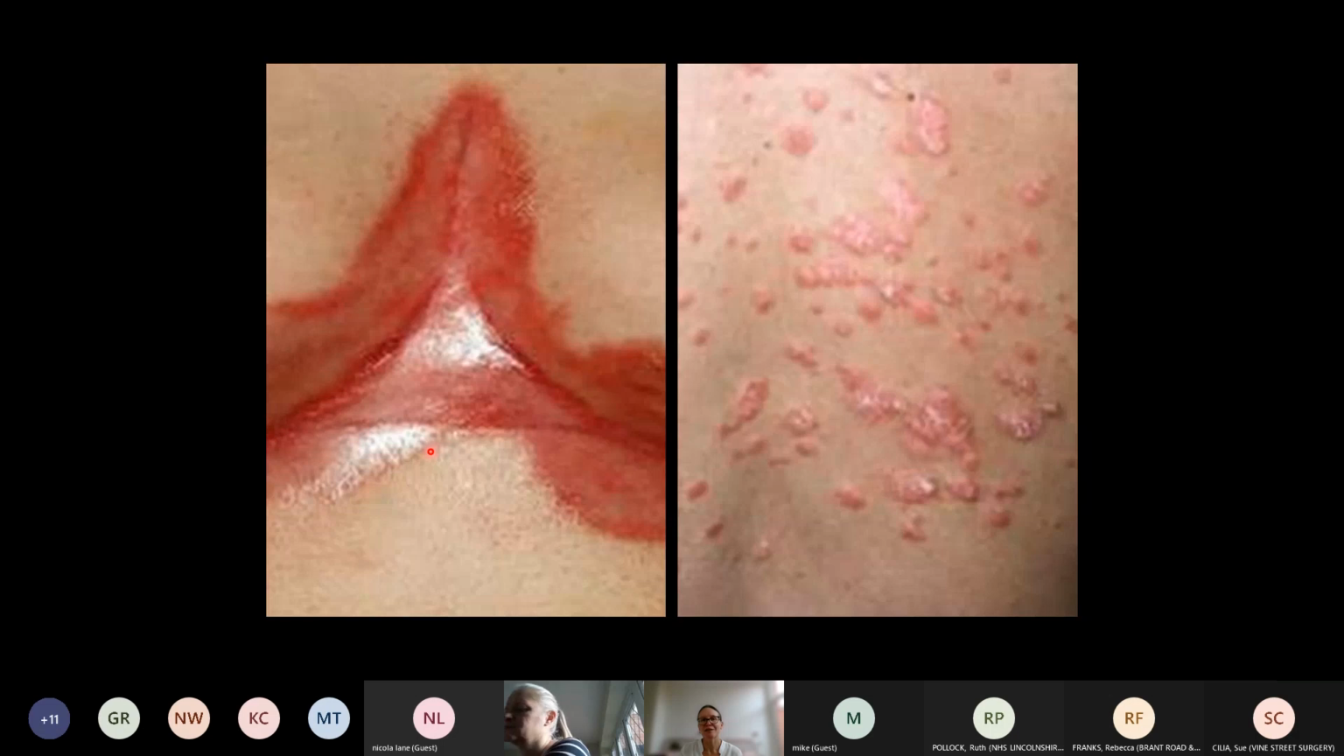But if they've got psoriasis elsewhere and you see this in the skin fold somewhere, then that may be psoriasis as well. And what about the right hand picture? This is a kind of psoriasis. What was this kind of psoriasis called? Guttate psoriasis. Yeah, Michelle just put that in. Perfect. So I don't know whether you all know about guttate psoriasis.